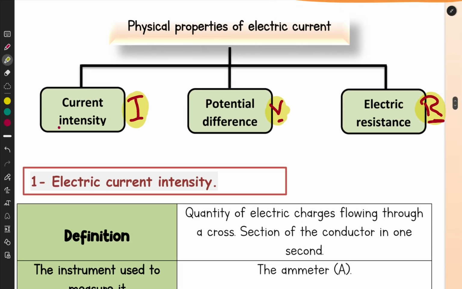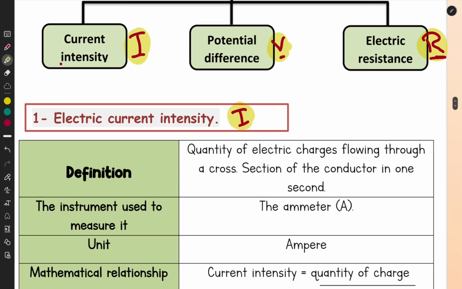So first of all, we'll discuss the electric current intensity, which has the symbol I. Okay, what is the meaning of I, the electric current intensity? The electric current intensity is the quantity of electric charge flowing through a cross section of a conductor in 1 second.